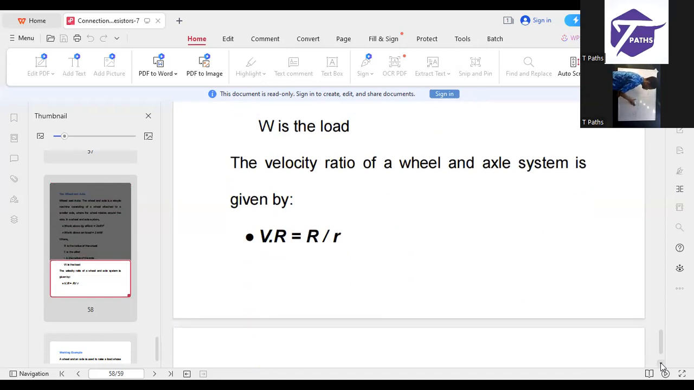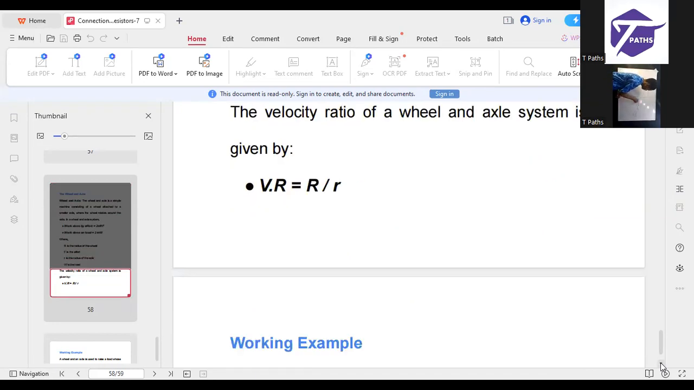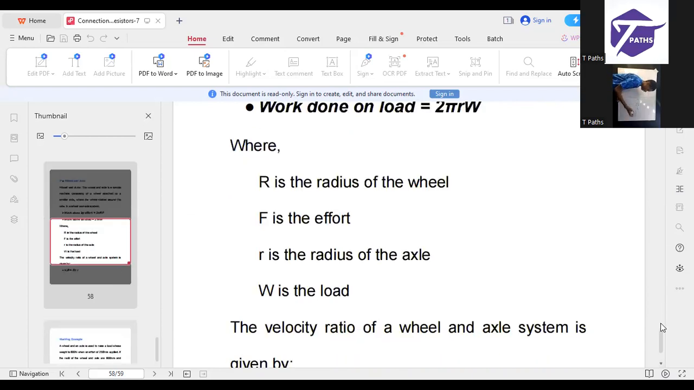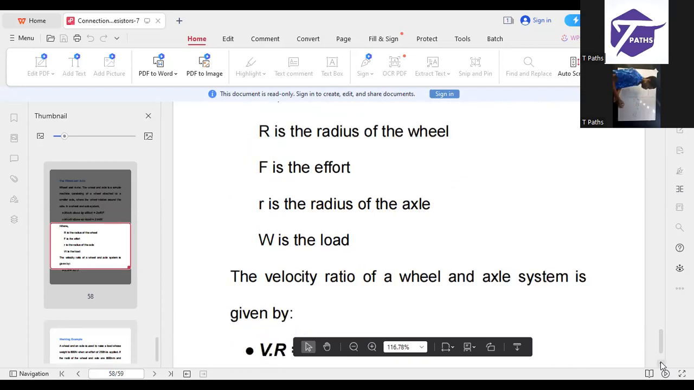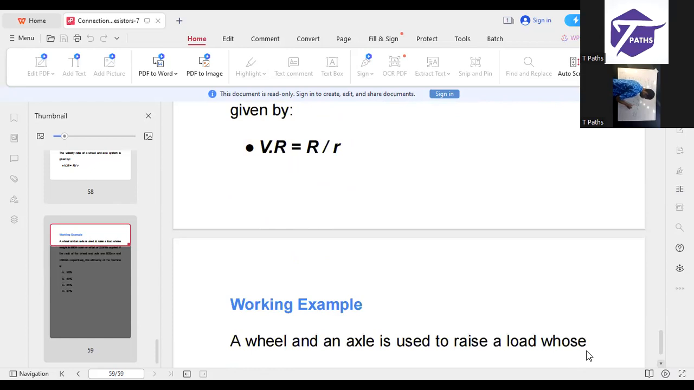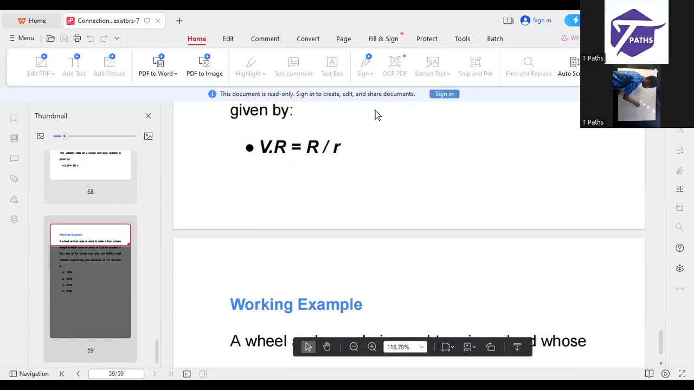So here is the efficiency of this system. I can say the efficiency of a wheel and axle system is equal to 2 pi r F over 2 pi r W times 100 over 1. While the velocity ratio of a wheel and axle system is the radius of the wheel divided by the radius of the axle. So here is where we are going to end this class.